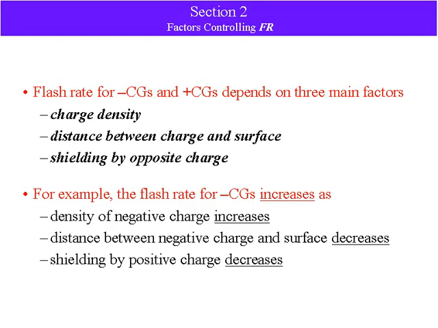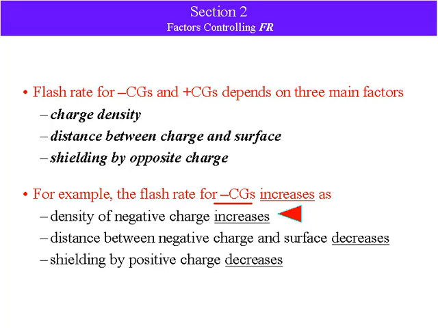The flash rate for negative CGs and positive CGs depends on three main factors: the charge density, the distance between the charge and the surface, and the amount of shielding by the opposite charge. So, for example, if we wanted to increase the flash rate for negative CGs, we can do that in three different ways. We could first increase the density of negative charge. That would be like forming more graupel and basically having more and more collisions, and therefore allowing the better chance of seeing some negative CGs.